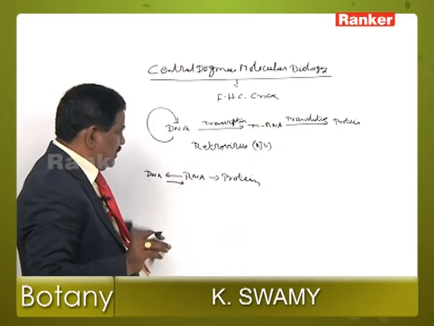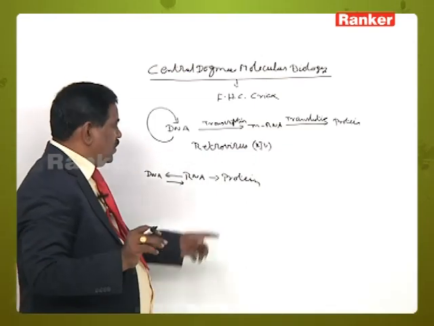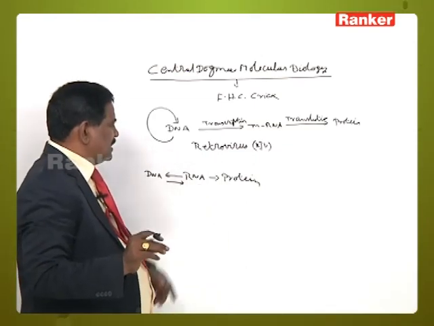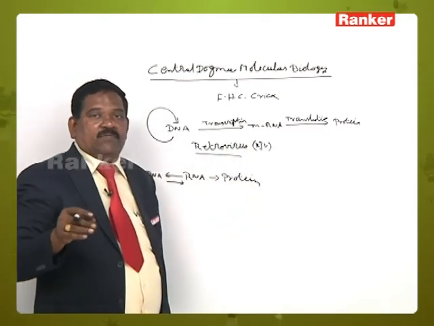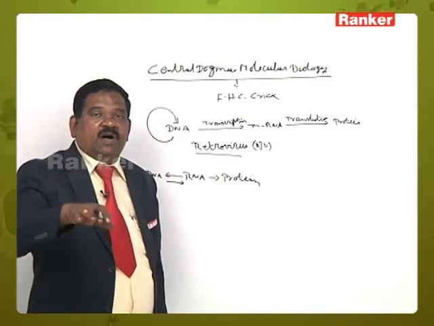So, it is the reverse direction. The flow of genetic information is in the reverse direction in retroviruses. But in most organisms, the flow of genetic information is in the forward direction.